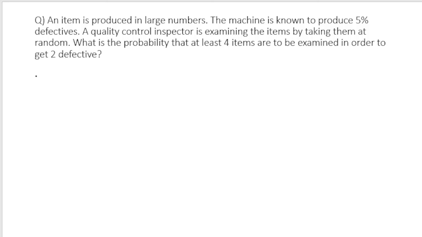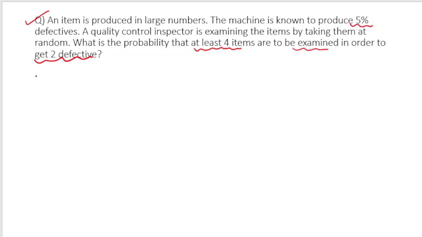Okay, so moving ahead, let us solve this problem. An item is produced in large number. The machine is known to produce 5% defectives. A quality control inspector is examining the items by taking them at random. What is the probability that at least 4 items are to be examined in order to get 2 defective items?